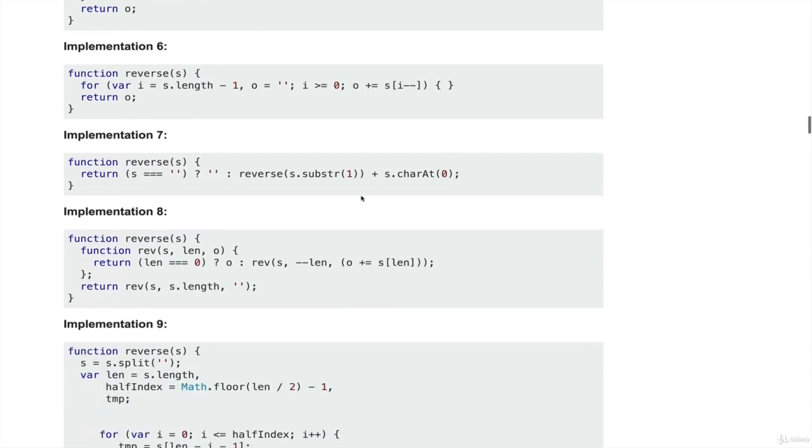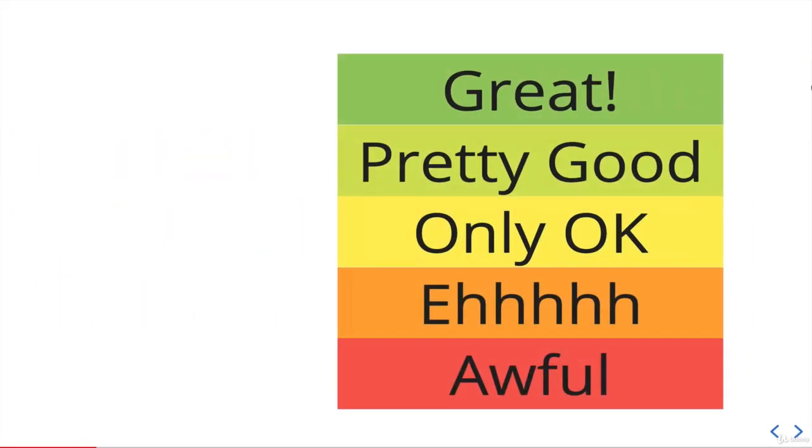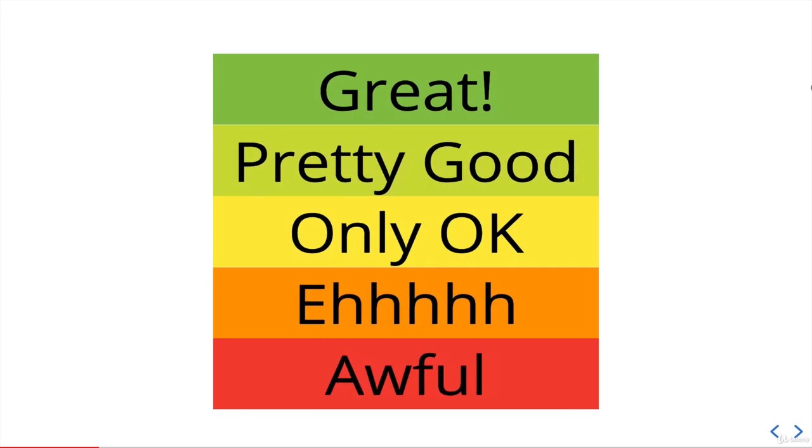How do we know which one's best? Well, we'll get there. But wouldn't it be nice if there was a system for classifying code or for comparing it? I've already spoiled it and said that's what Big O sort of is.